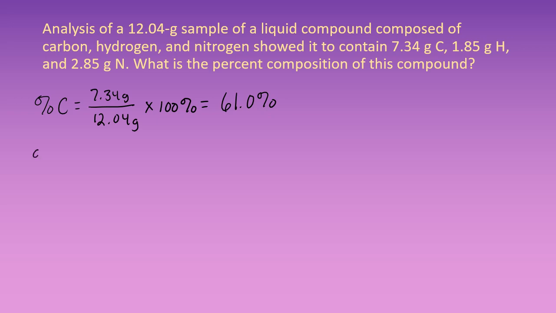To calculate the percent composition of hydrogen in our compound, we take the total amount of hydrogen present, 1.85 grams, divide by the total amount of compound, 12.04 grams, and multiply by 100%. Typing that into our calculator, we see that that is approximately 15.4%.